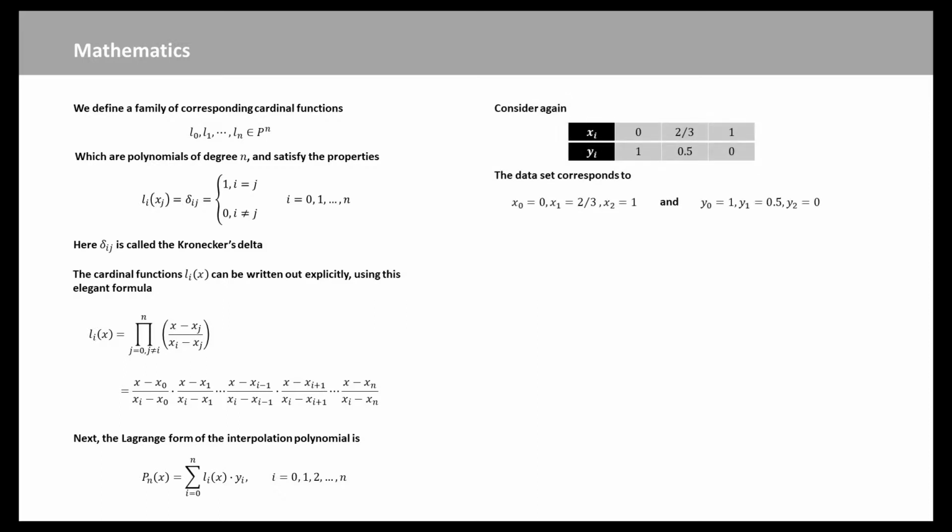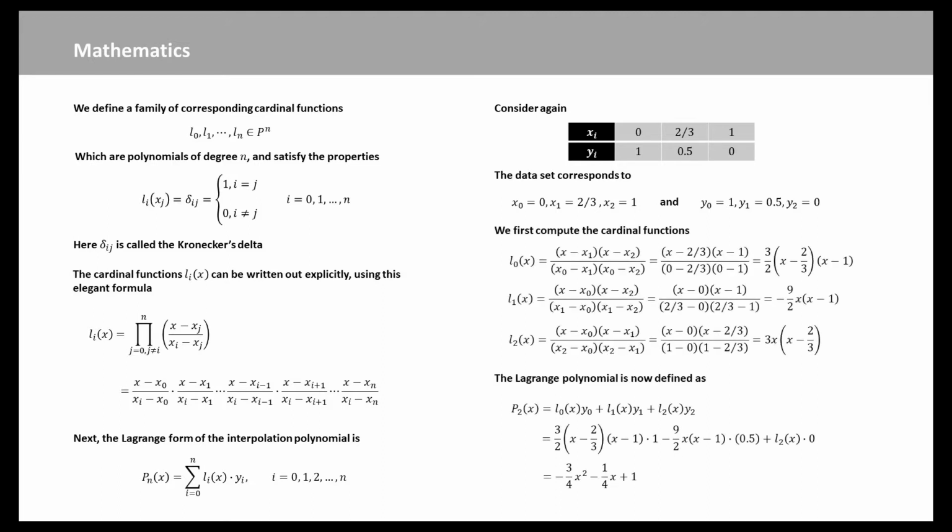Let's consider an example. This is the same dataset as we worked on in the previous example, where we constructed the interpolation polynomial using the Vandermonde matrix. And now in this example, we want to write out the Lagrange form of the polynomial. Let's first write the grid points. So x0 is 0, x1 is 2/3, and x2 equals 1. And for the corresponding y values, y0 is 1, y1 is 0.5, y2 is 0.